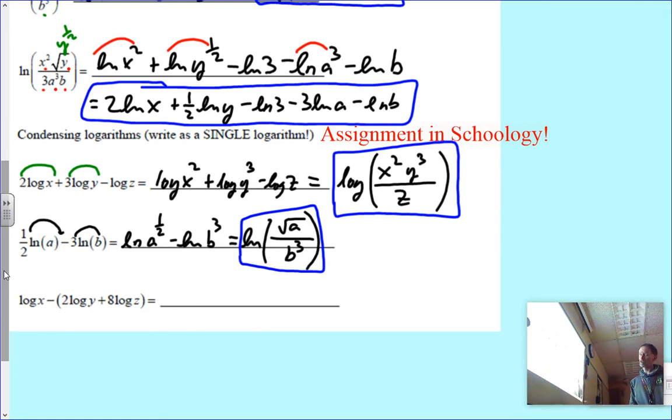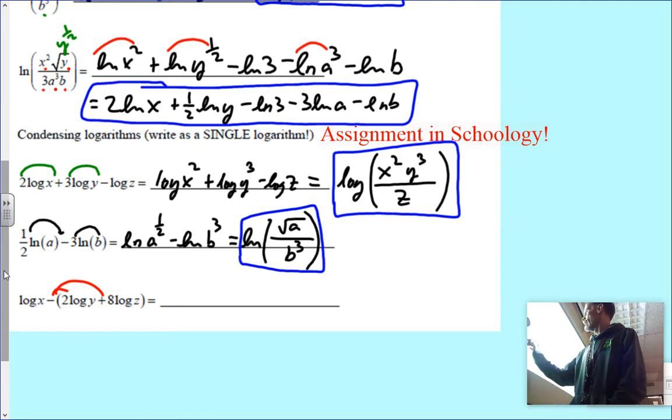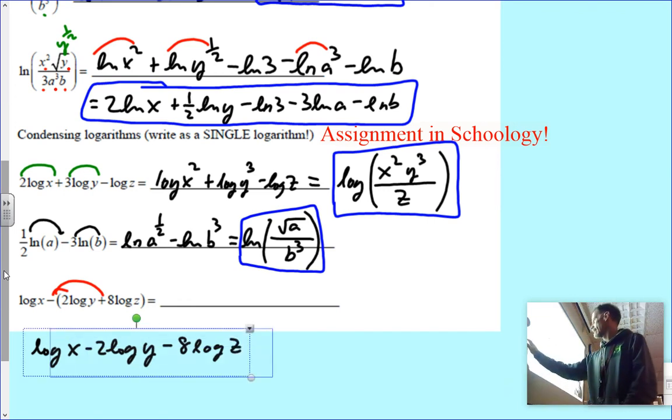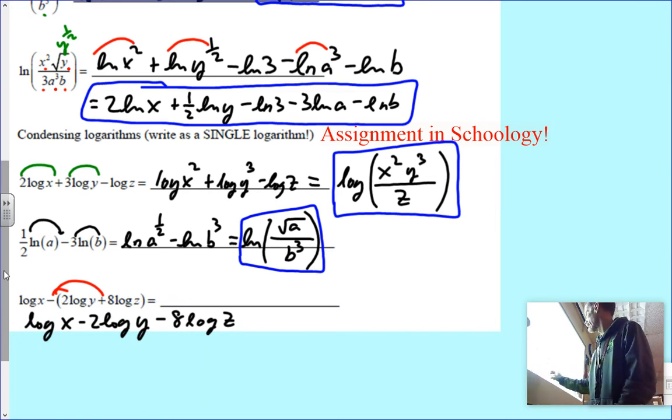And for the last one, if you want to pause the video one more time and see if you can do it by yourself, do notice the minus sign. We will have to distribute the minus sign and then apply the power rule and all that good stuff. So the first thing I'm going to write is log x, nothing to do on that one, minus 2 log y minus 8 log z. So that's how I'm going to start. I'm not even doing anything with the logs yet. I'm just going to write everything, distributing that minus sign so I don't forget.